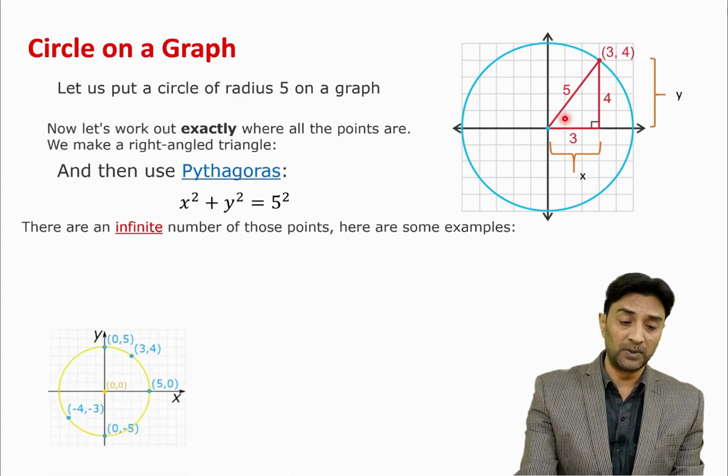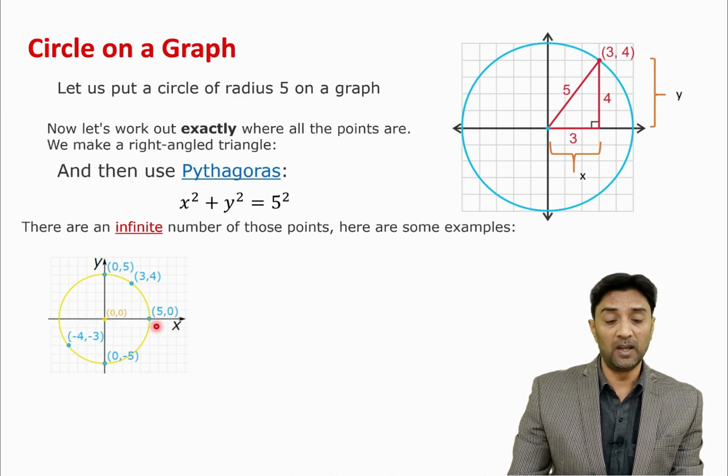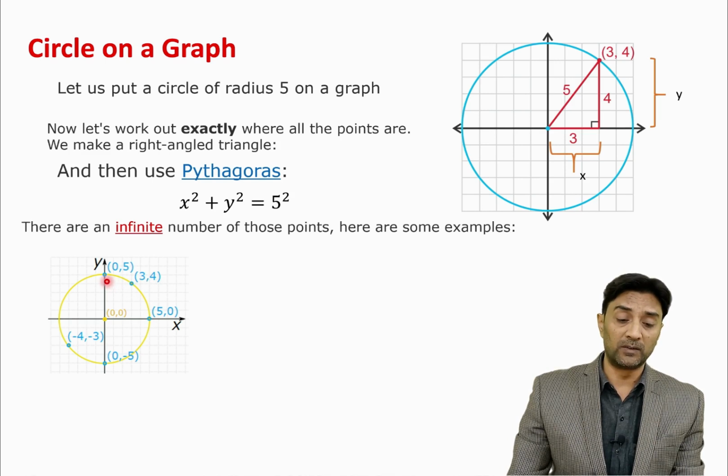So here are some examples. As you can see, I've taken the example (5, 0), where the value of x is 5 and the value of y is 0. At this particular point, the value of x is 3 and the value of y is 4. Then x is 0, y is 5; x is minus 4, y is minus 3; x is 0 and y is minus 5.